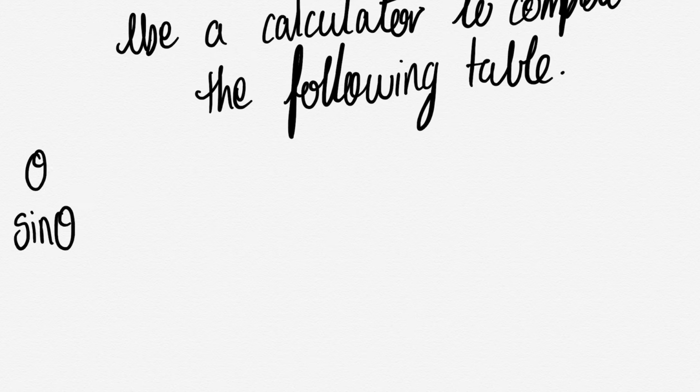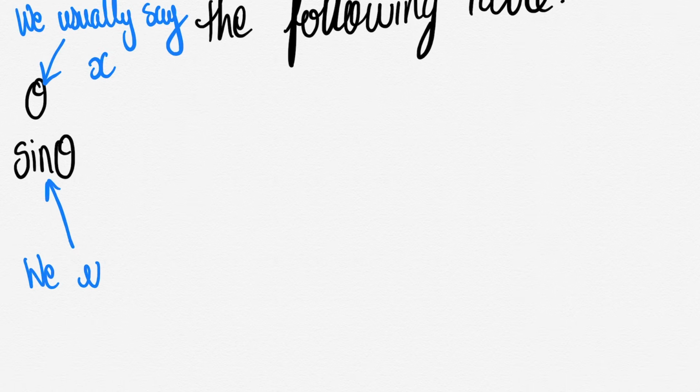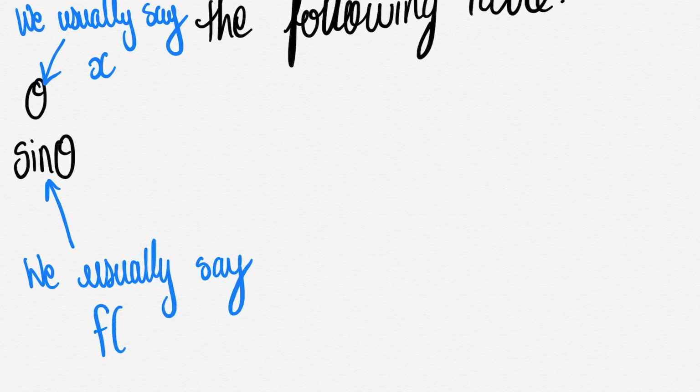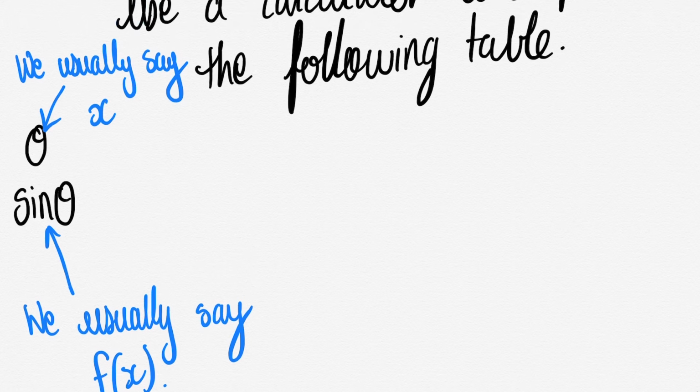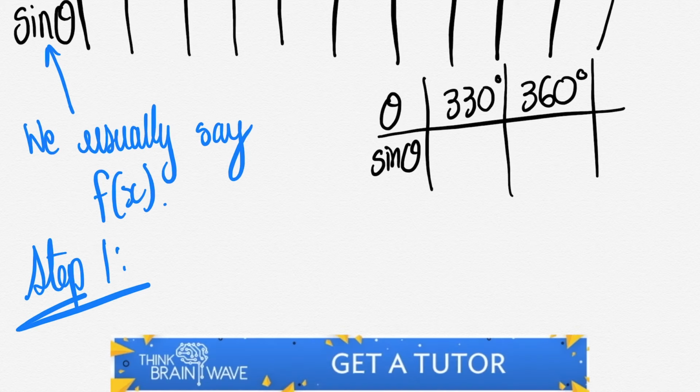We start off our table by saying that theta is at the top and sine theta is underneath it. You can almost see sine theta as the y value, as you're used to with normal functions, and theta would be your x value. So that's what I've written above. We say theta is like your x value, and sine theta would be your function of x, which we have learned is actually the same as saying y. So I've just written that over here, function of x.